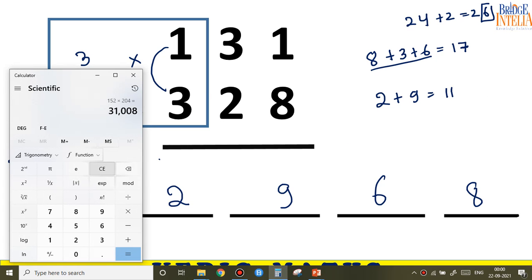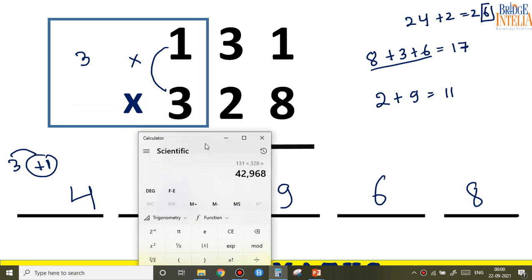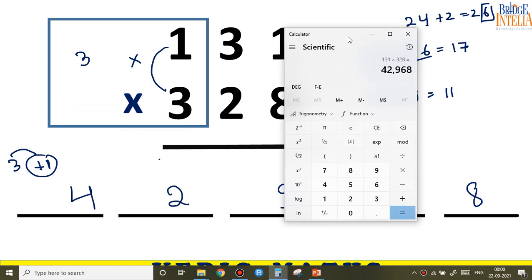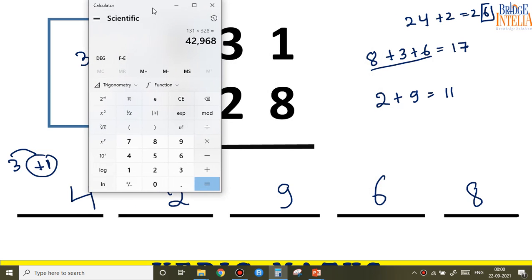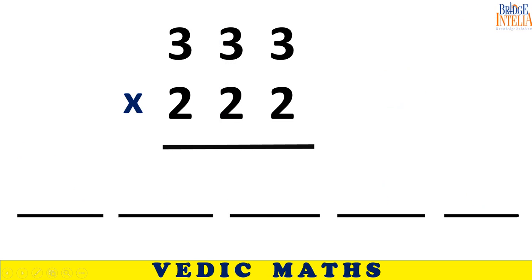131 multiplied with 328. Is it equal to 42968? So yes, you can see this is actually equal to 42968. You can verify the answer.